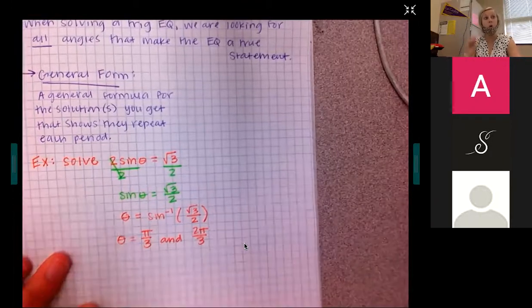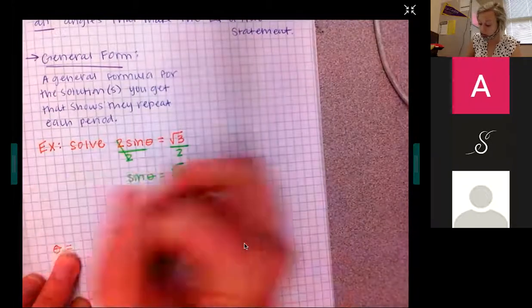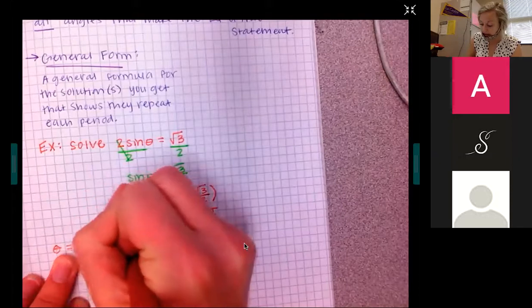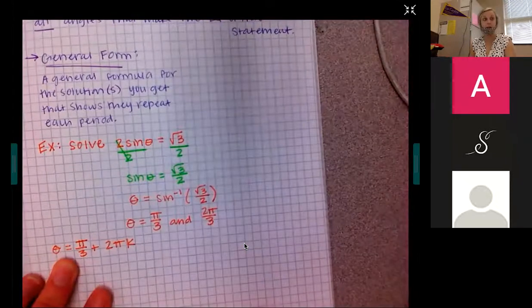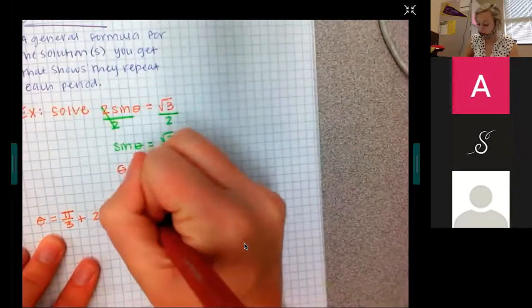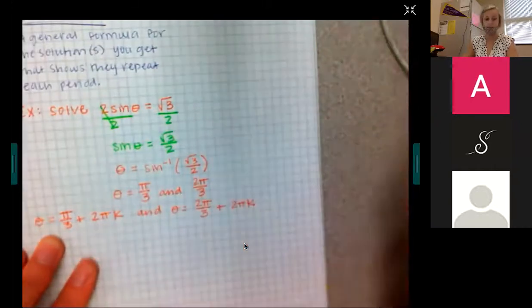So your general form solutions are theta equals pi over 3 plus 2 pi k. I'll tell you what k is in a minute. Write it down. And theta equals 2 pi over 3 plus 2 pi k.